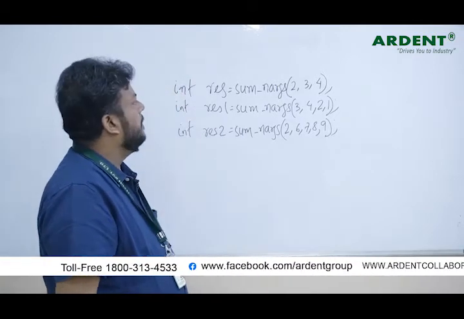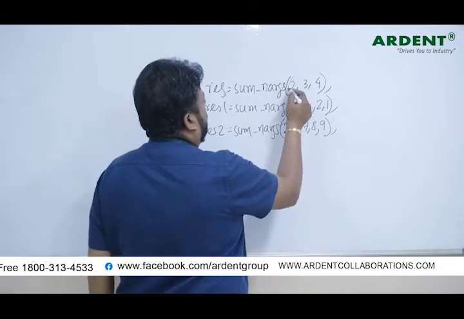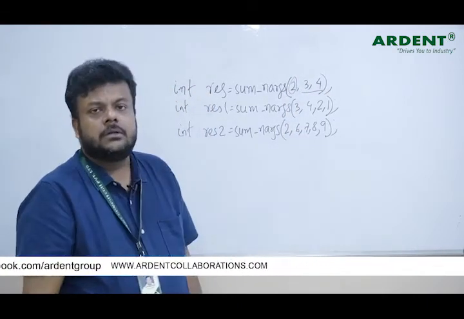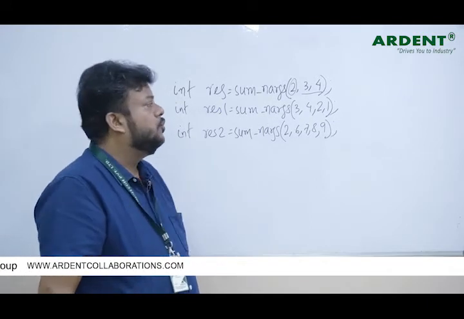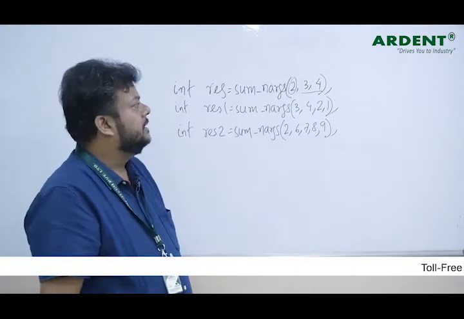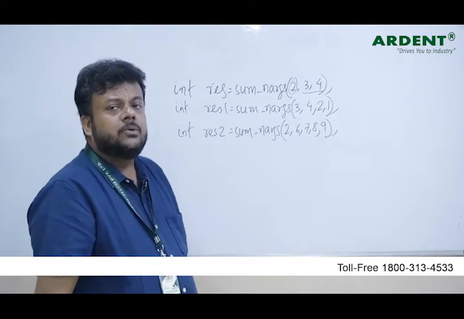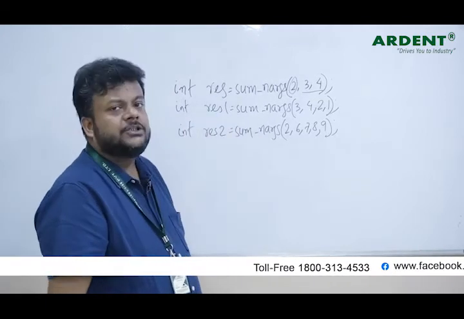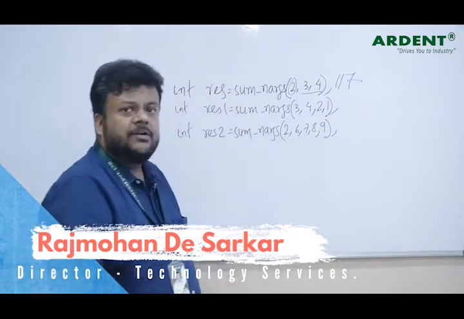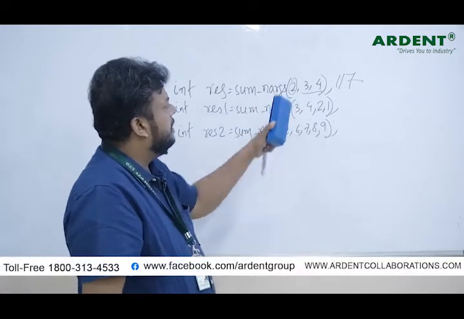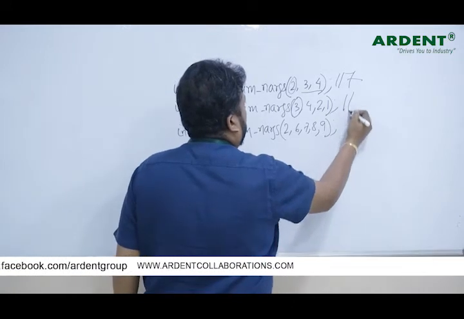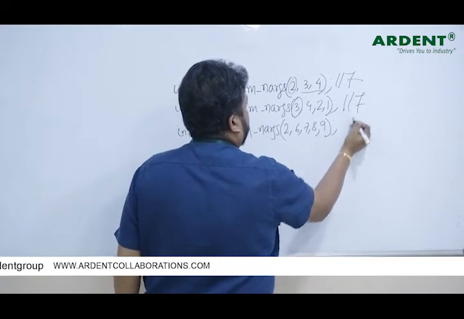Look at the first one. Here, what is the value of the named argument? 2. How many unnamed arguments do we have? 2. So as per my function definition, it is going to go through the unnamed argument list and will return the sum of the unnamed arguments. So what will be the value returned by this function and stored in result? The answer will be nothing but 7. I hope you have understood this. What was the second one? 3 is the named argument, and the unnamed arguments are 4, 2, 1. So what is it going to return? 4 plus 2 plus 1, 7.